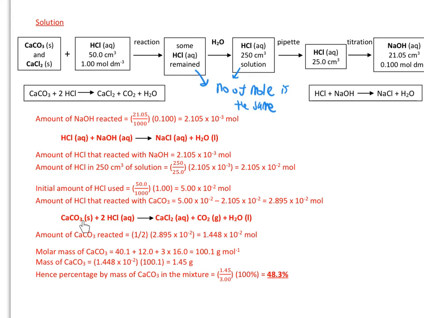You write the equation. CaCO3 plus HCl to give you CaCl2 plus CO2 plus H2O. Then after that, I know the number of moles of HCl. Can I find the number of moles of calcium carbonate? Of course. So you simply take the number of moles, which is here, divided by 2, because this is a 2 to 1 ratio. So you halve it. Then after you find the number of moles, you can find the molar mass. After you find the molar mass, you take the molar mass multiplied by the moles here, you get the mass. Then you take 1.45 divided by the original mass times 100%. This will give you the percentage purity, or the percentage by mass of calcium carbonate.